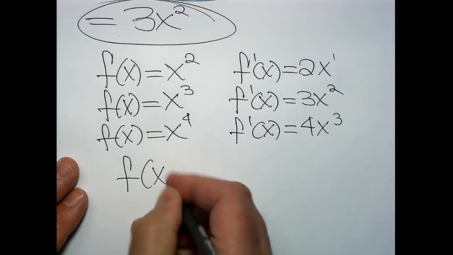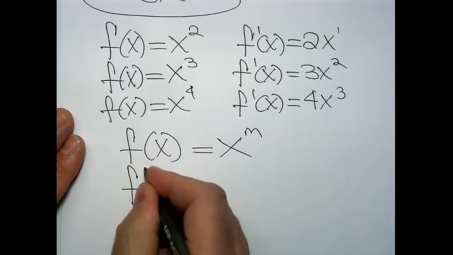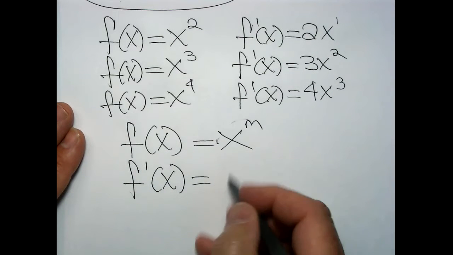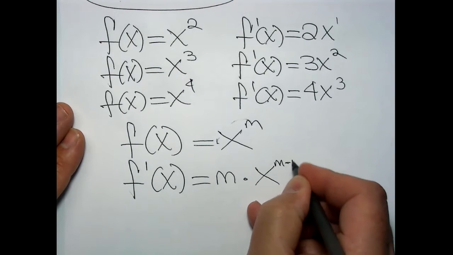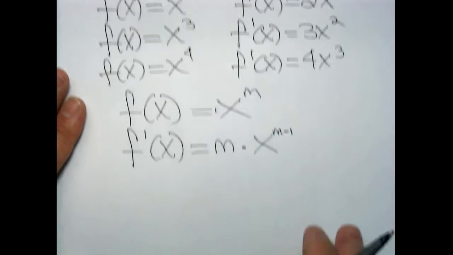If f of x is just x raised to a power, then f prime is equal to the following. It looks like the power comes down and parks itself out front, and we deduct 1 from that power. And that really matches what's going on up here.